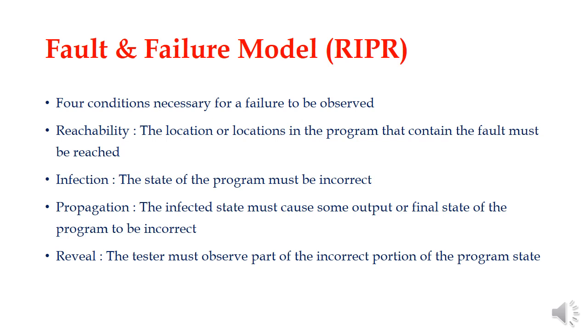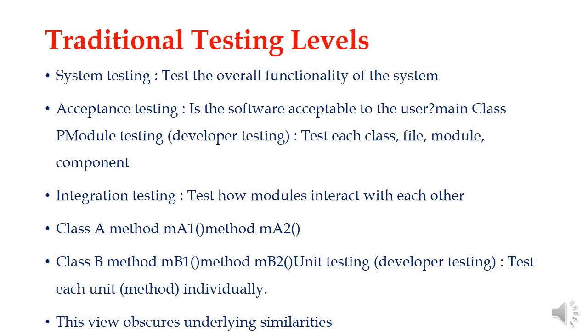Reachability: the location or locations in the program that contain the fault must be reached. Infection: the state of the program must be incorrect. Propagation: the infected state must cause some output or final state of the program to be incorrect. Reveal: the tester must observe part of the incorrect portion of the program state.